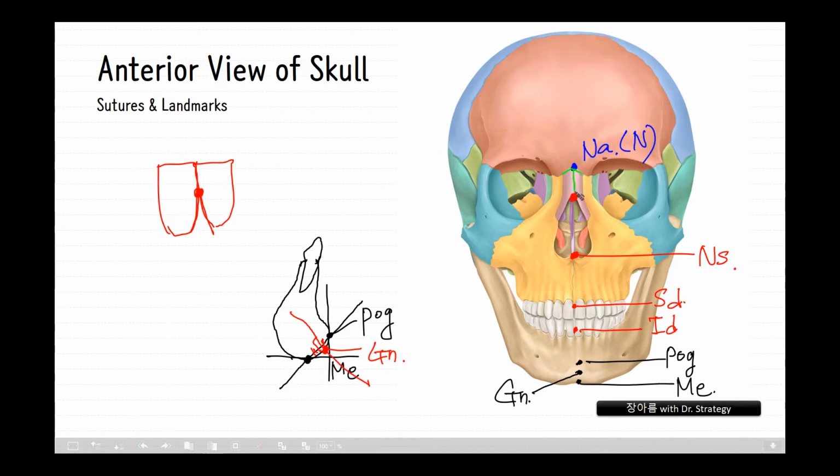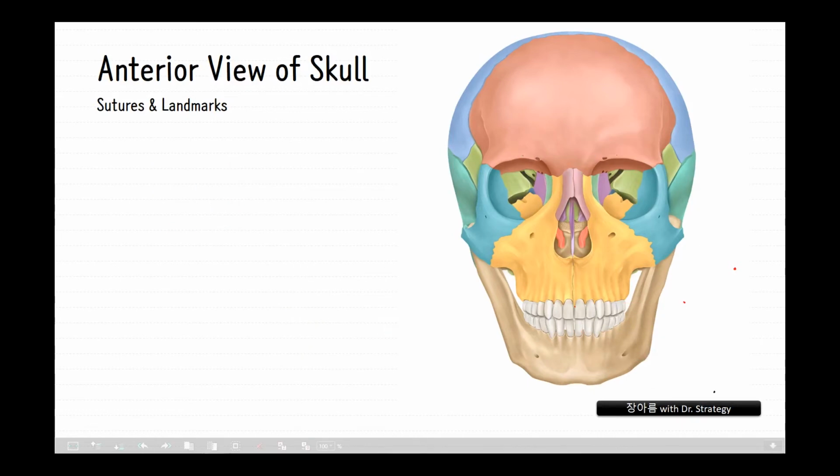joining the nasal bones. Next, supraorbitale, the highest point on the upper edge of the cranial orbit. Probably here is the supraorbitale.